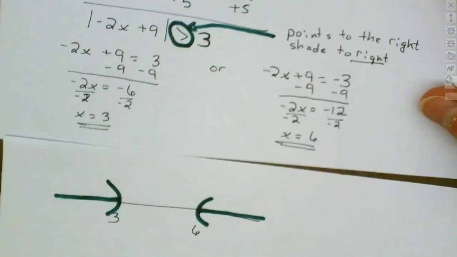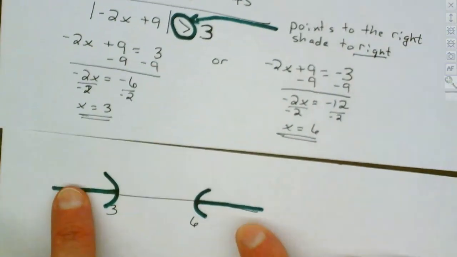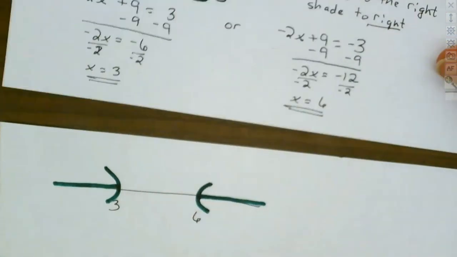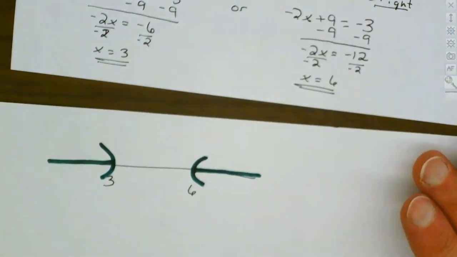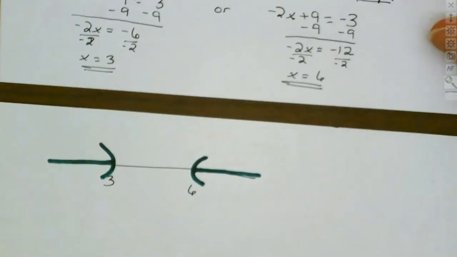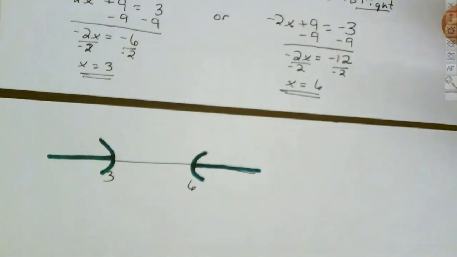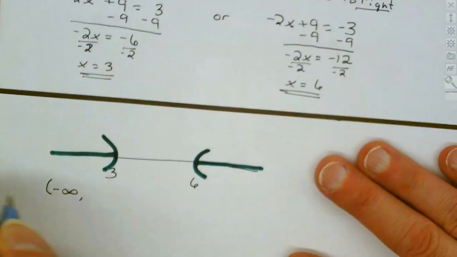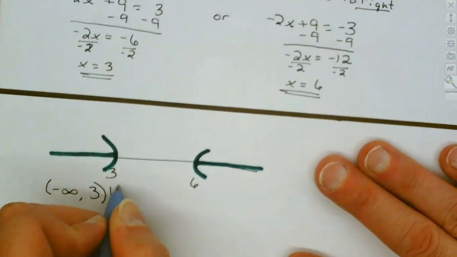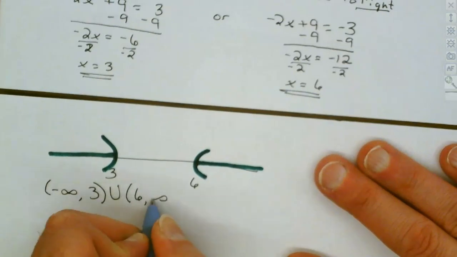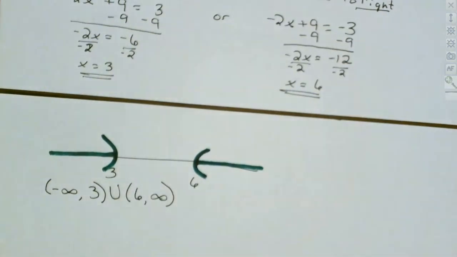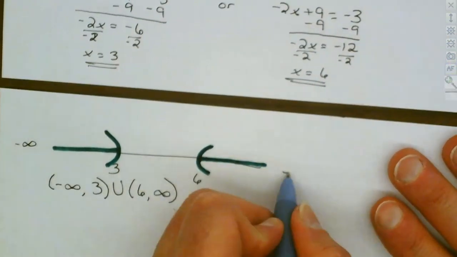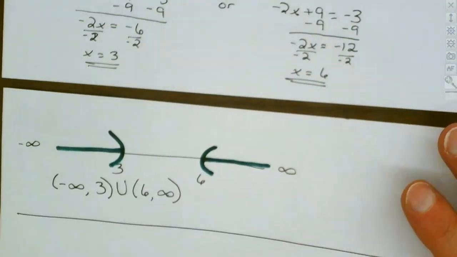It has to either be on the edges or in the middle. So if it's pointing to the right, you shade to the right over here. If it points to the left, you shade in the middle. And I've tried different ways of teaching it, but I think this is actually the easiest way for students to remember. What does it look like in interval notation? Well, it's negative infinity to 3, U for union, 6 to infinity. And that's your answer in interval notation. Because this is negative infinity, and that's positive infinity.